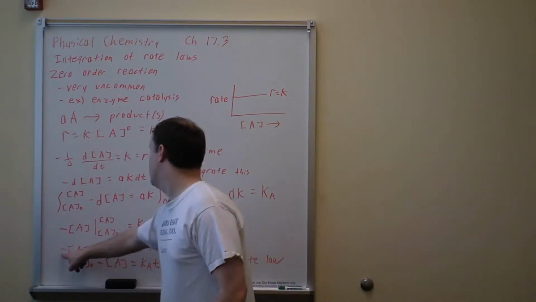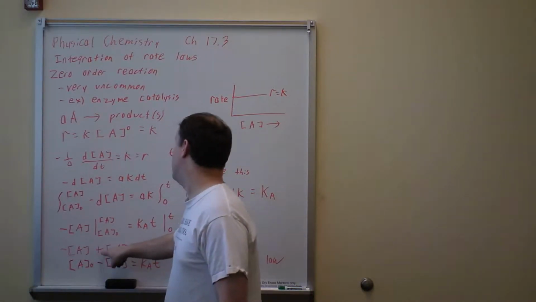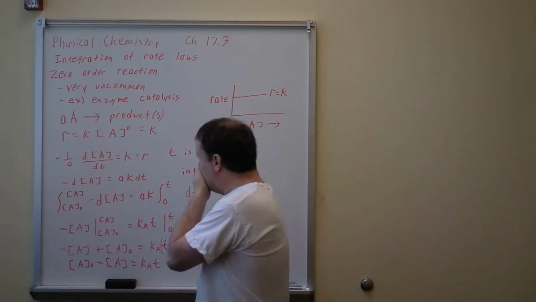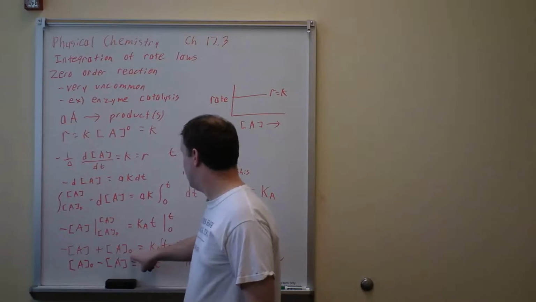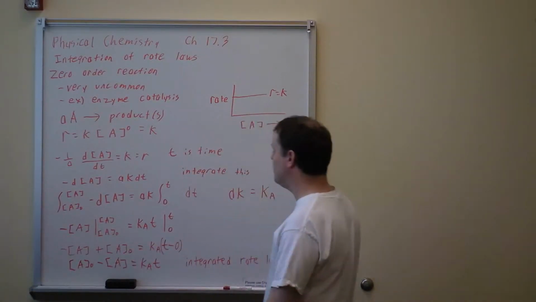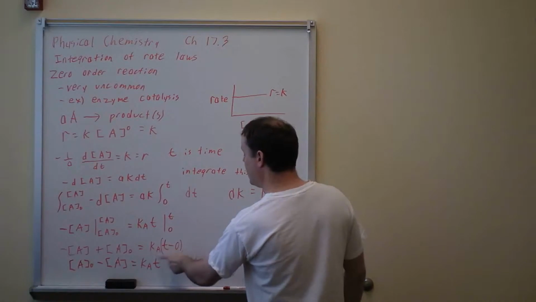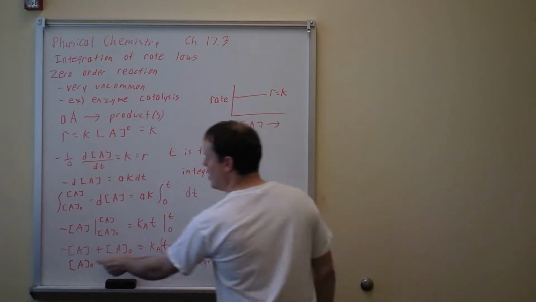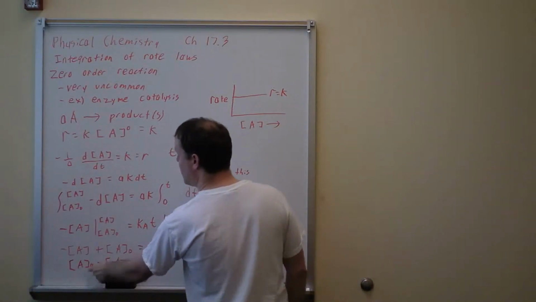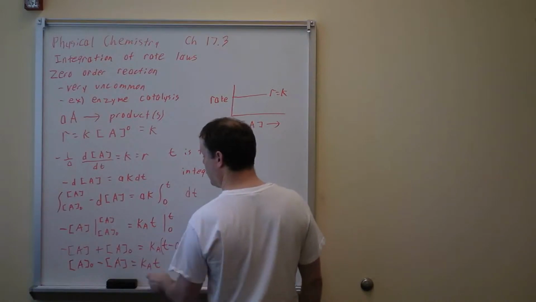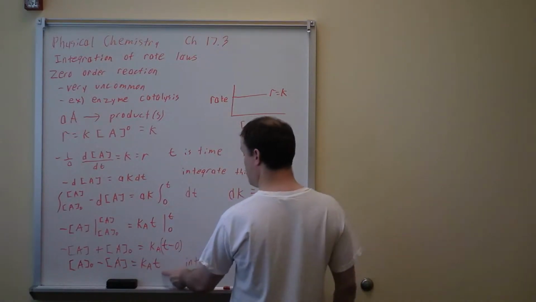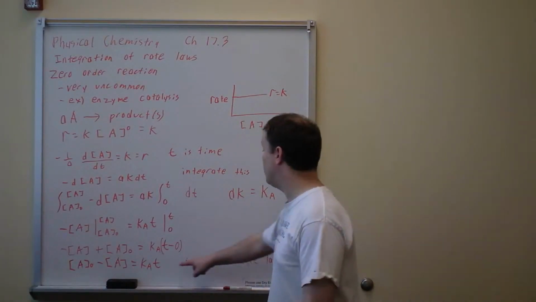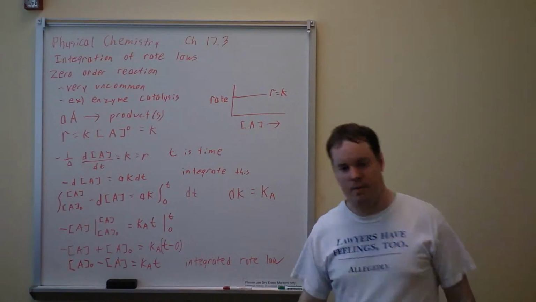So this is going to give us minus the concentration of A, minus the negative for plus, plus the initial concentration of A equals K_A times t minus 0. And of course, that'll just become t. So we'll switch these around so you have a minus sign. So you have the initial concentration of A minus the concentration of A is equal to that constant we defined times time. And this is one form of the integrated rate law. And this is only true for a zero order reaction.